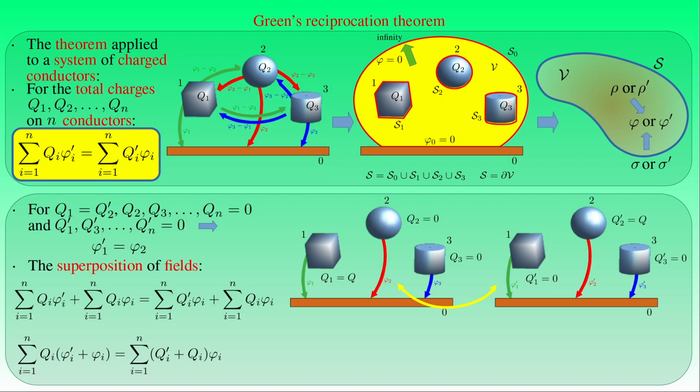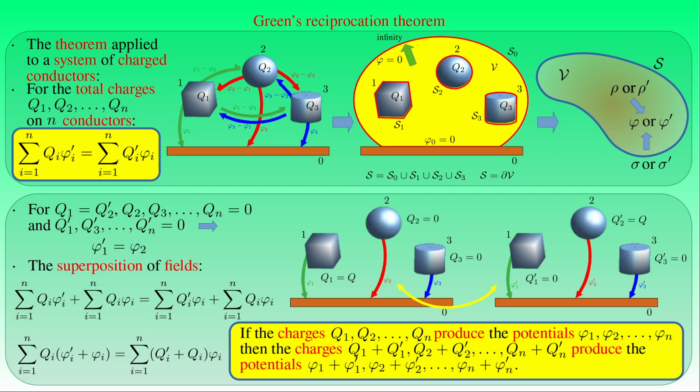By comparing the result with the equation in the theorem, we can see that if the charges Q1, Q2, ..., Qn produce the potentials phi 1, phi 2, ..., phi n, then the charges Q1 plus Q'1, Q2 plus Q'2, ..., Qn plus Q'n give the potentials phi 1 plus phi prime 1, phi 2 plus phi prime 2, ..., phi n plus phi prime n. This consequence shows that many problems in electrostatics can be solved by superimposing the solutions of known problems.